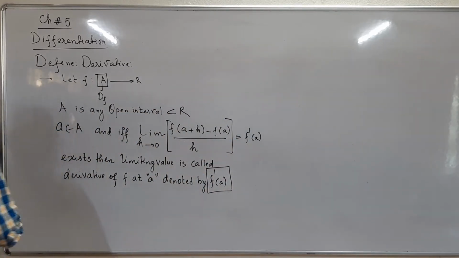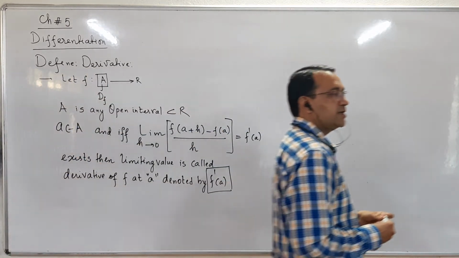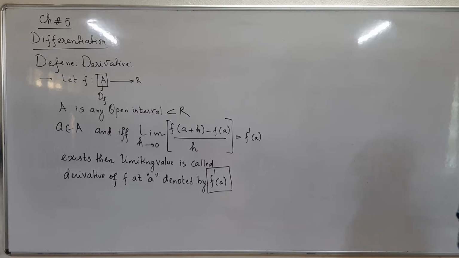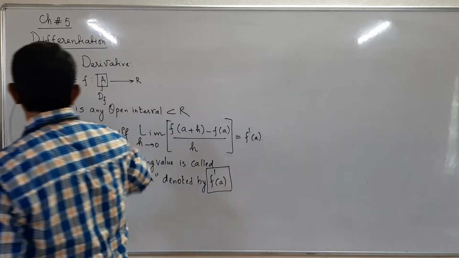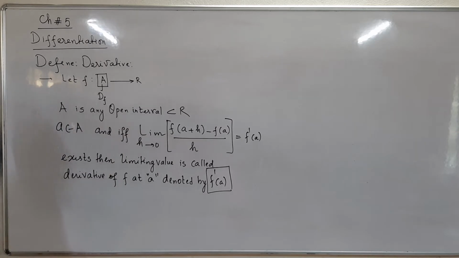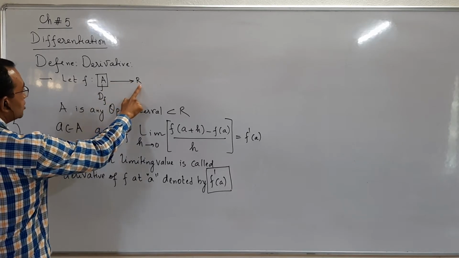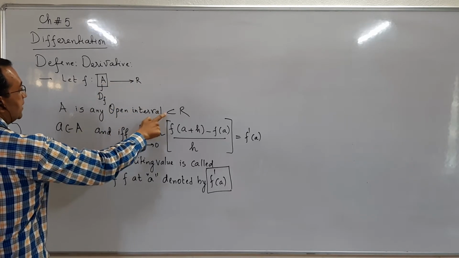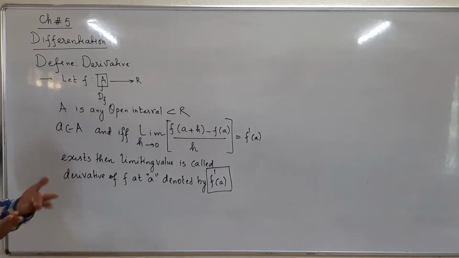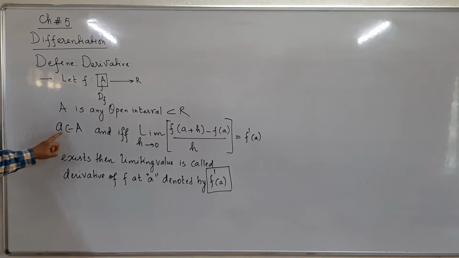So the definition is a bit odd, but if you understand, it is very simple. The first point, f is any function, students, defined from A to R. A is the domain, R is the codomain. That much all of you know from functions in 11th standard. A is any open interval, definitely a subset of R. Small a belongs to capital A means small a must be an element of the domain. If small a doesn't lie within the domain, we cannot find the derivative. So this is an important condition.